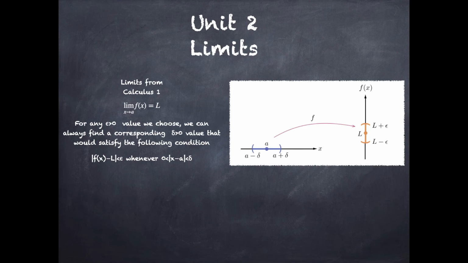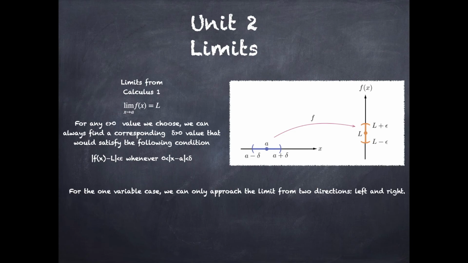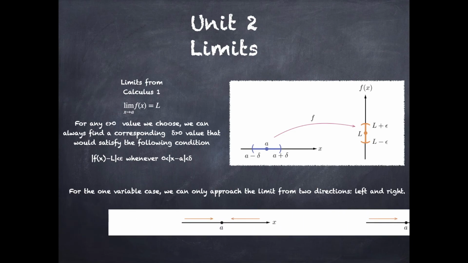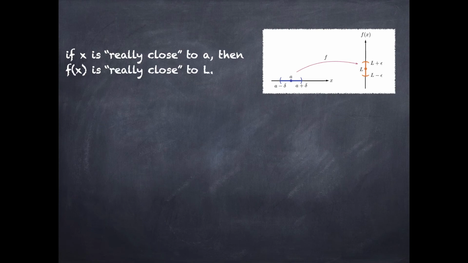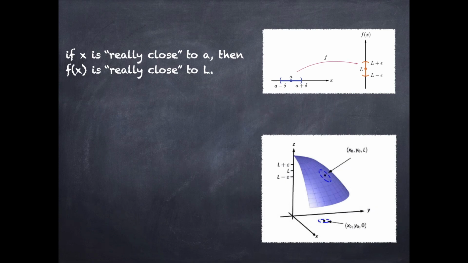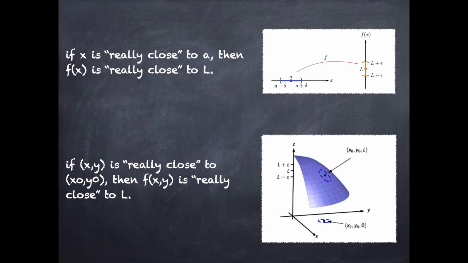But first, note that for the one variable case, we can only approach the limit from two directions, from the left and from the right. To be able to say that the limit exists, limits from the left must agree with the limit from the right. For functions with one variable, we said if x is really close to a, then f of x is really close to L. For functions with two variables, we'll say if the point xy is really close to the point x0, y0, then f of xy is really close to the limit value L.